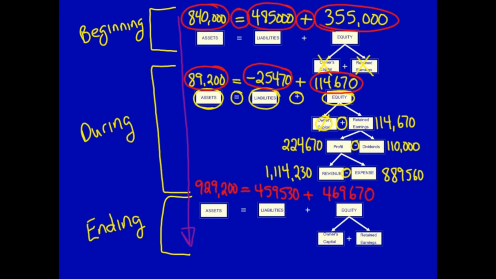Now, do we have any information about ending owner's capital or retained earnings? No. Again, this doesn't mean that these balances are zero. It only means that we were not given information about these balances, so we can't fill them in.